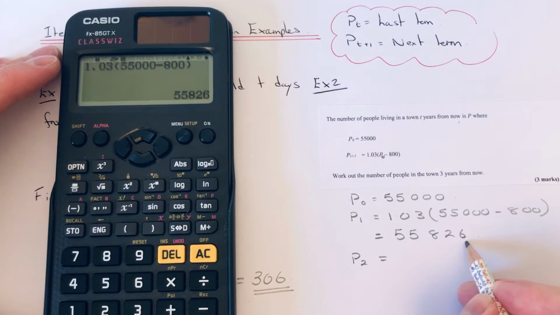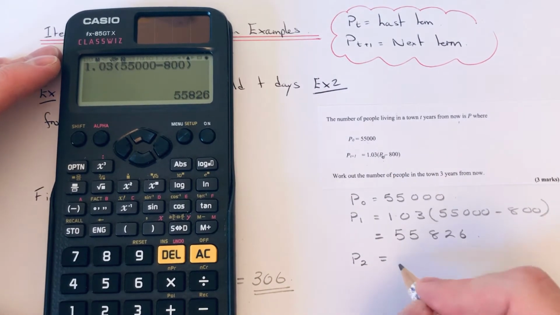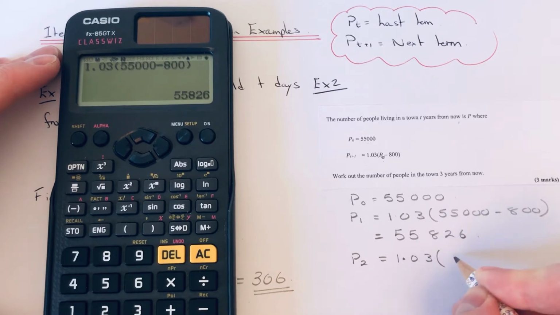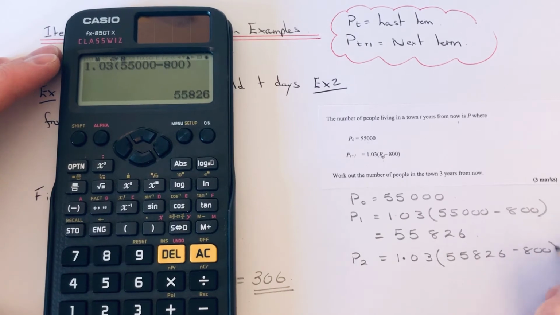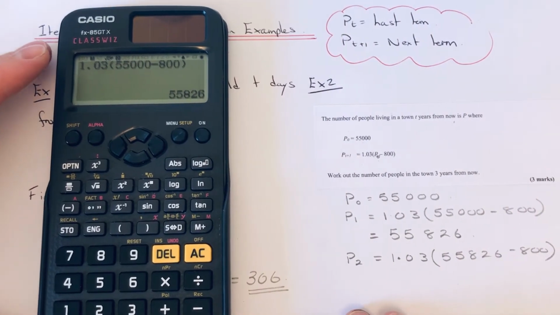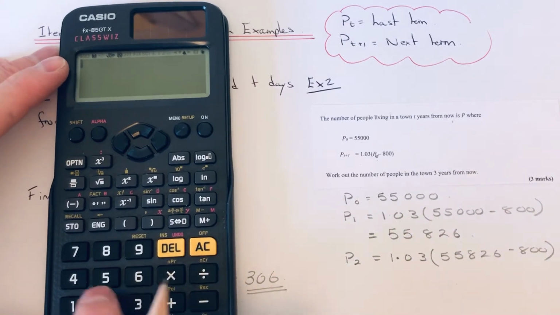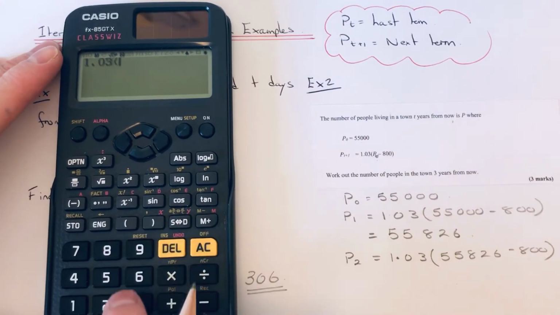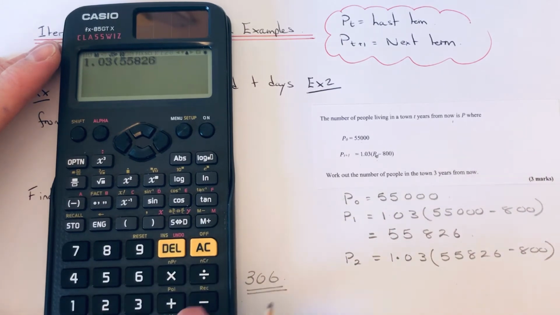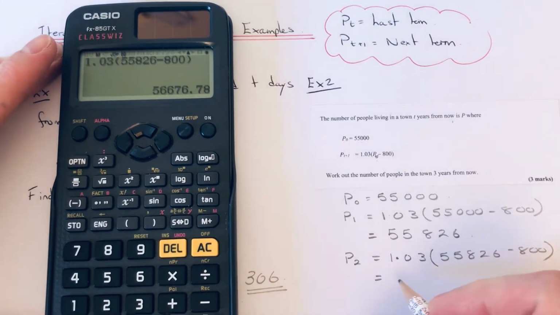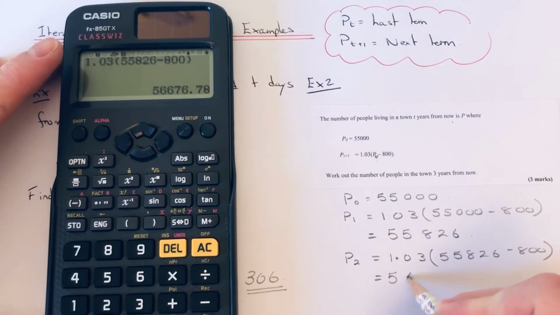So we substitute this one in for P little t. So it's 1.03 bracket 55,826 minus 800. Again, let's just type that in on the calculator. You could use the ANS key instead of typing in the last number, if you prefer. The next one is coming out as a decimal. It's best just to write down the full answer on this.